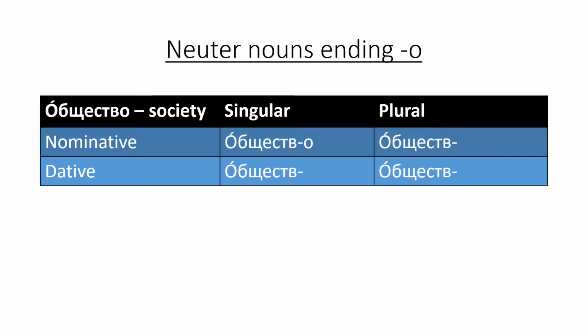Neuter nouns that end in -о, such as общество, decline in exactly the same way as hard-ending masculine nouns, such as магазин, which we looked at before. So you'll add -у to the stem to form the singular and -ам to the stem to form the plural.